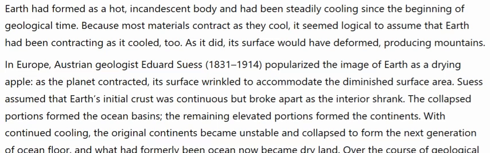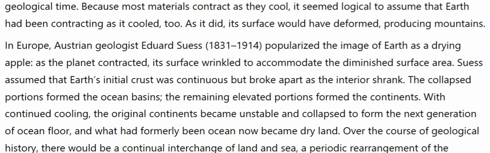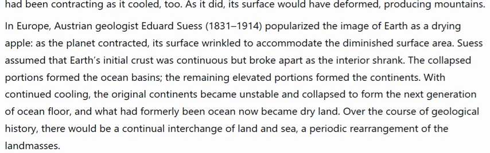In Europe, Austrian geologist Eduard Suess, 1831 to 1914, popularized the image of Earth as a drying apple. As the planet contracted, its surface wrinkled to accommodate the diminished surface area. Suess assumed that Earth's initial crust was continuous, but broke apart as the interior shrank. The collapsed portions formed the ocean basins. The remaining elevated portions formed the continents.